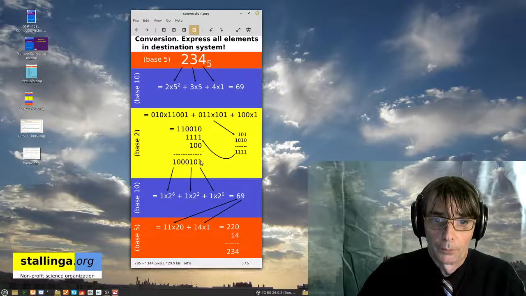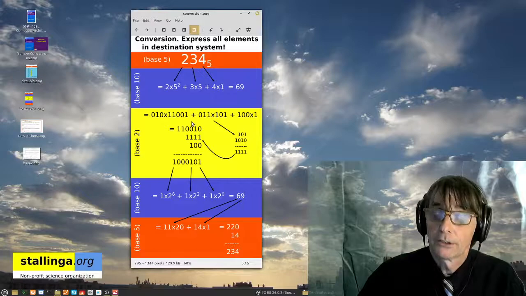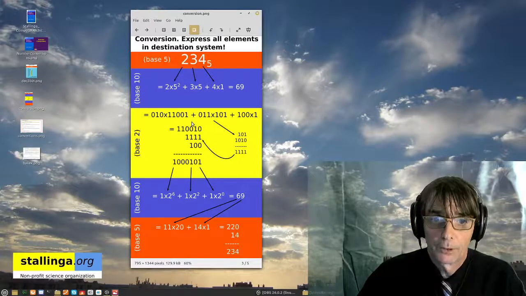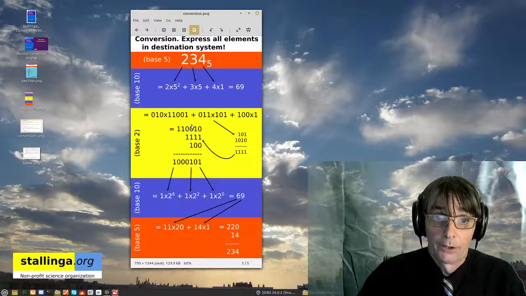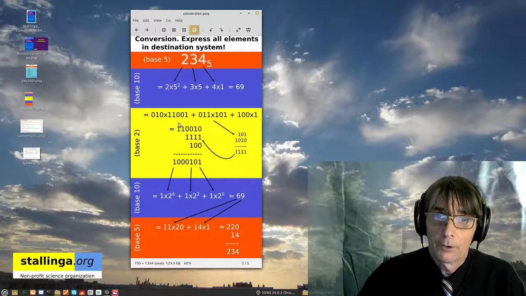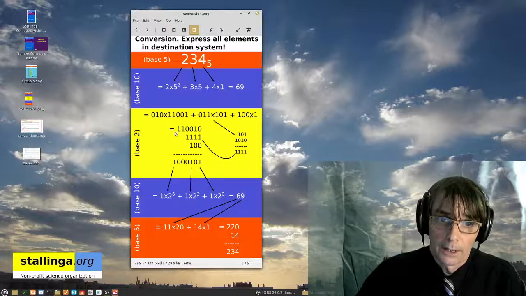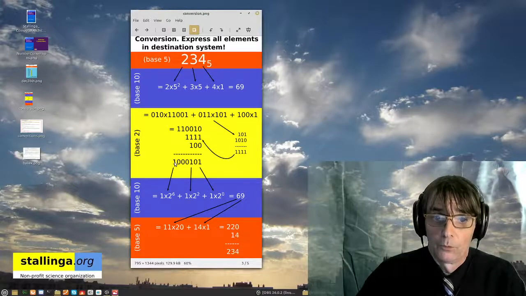0 plus 1 plus 0 gives 1. 1 plus 1 plus 0 gives 0 plus a carry. The calculations are actually very similar to decimal calculations. So we get a carry. Carry plus 0 plus 1 plus 1 is 1 plus a carry. Carry plus 0 plus 1 is 0 plus a carry. Carry plus 1 is 0 plus a carry. Carry plus 1 is 0 plus a carry. Carry plus nothing is just 1.